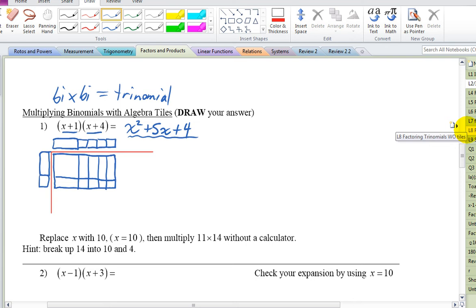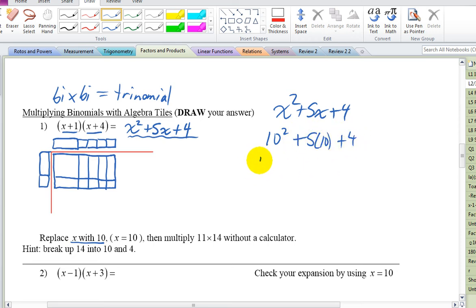There's kind of a quick little cheat way to check this, is you can replace x with 10. Okay? So if we replace x with 10, x squared plus 5x plus 4 would be 10 squared plus 5 times 10 plus 4. So 100 plus 50 plus 4 would be 154. Guess what, folks? You can tell that because it's 1, 5, 4. Those are the digits, because that's the coefficient. Okay?